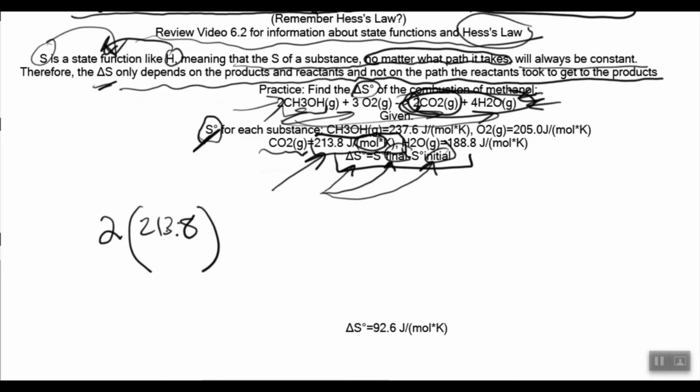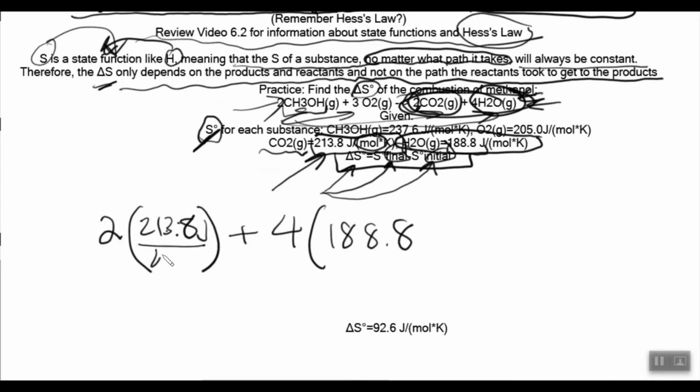213.8. Now we have to add that to the total amount of entropy in 4 moles of water vapor. And the question tells us that 1 mole of water vapor is 188.8 joules. So let's go right ahead and do that. So 4 times 188.8. Now I actually want to include units so you guys can see what's going on. And this would be 2 moles to 4 moles, and this would be joules per Kelvin times mole.